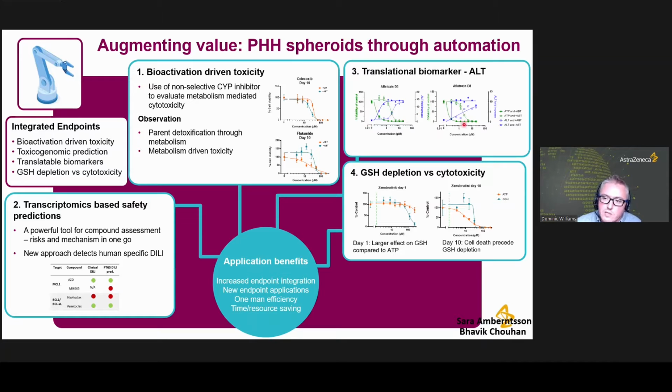We're also reverse translating biomarkers into spheroid models. What we found is that modelers find it quite beneficial to build a model based on the same endpoint that's used in vivo, preclinically in preclinical species and in clinic. And so we're looking at using those same biomarkers in vitro models. So here we get an understanding of how ALT is released within that in vitro model, and also understanding a little bit more about the mechanism. So do we get glutathione depletion first, or do we get cytotoxicity? I'll talk a little bit more about that.